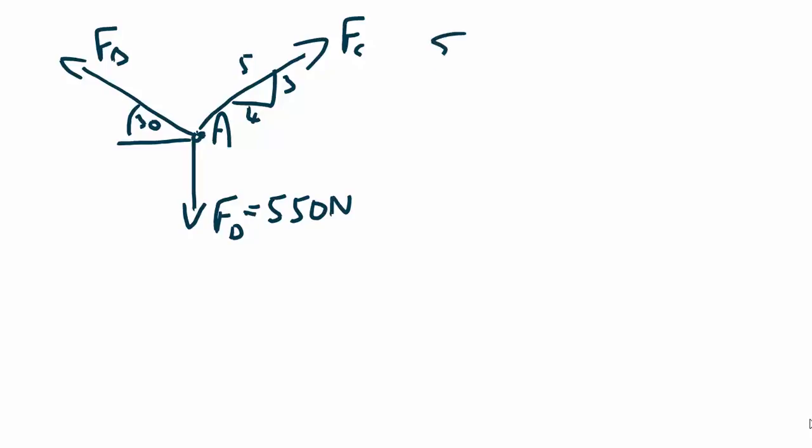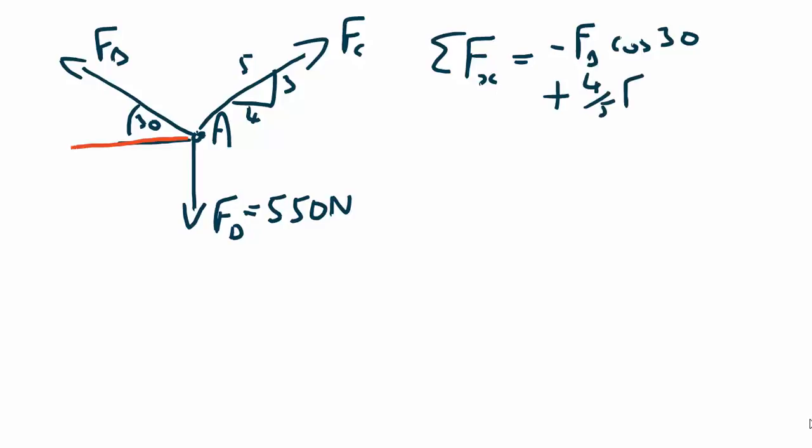So we'd then say the sum of the forces in our x direction and the sum of the forces in the y. I'll start with the x. We're going to have the x component of force B, so this bit here, and that's acting negatively because it's backwards, so minus FB cos 30. We're going to have plus 4/5 of FC, and that has to equal 0.